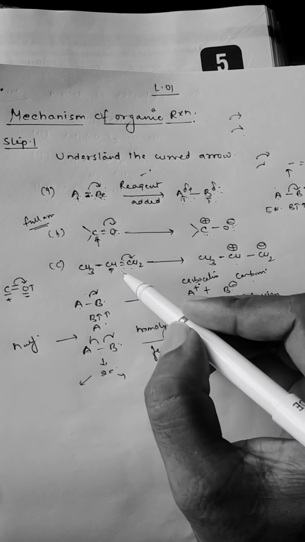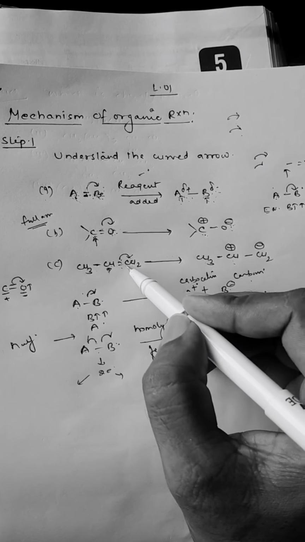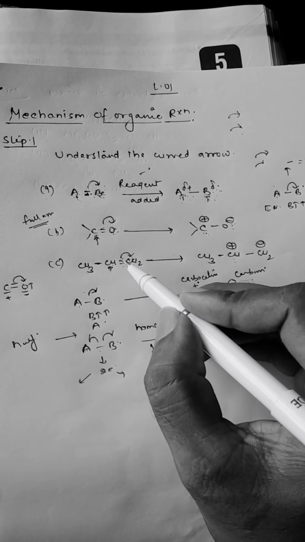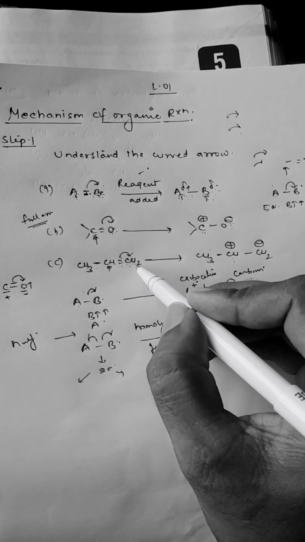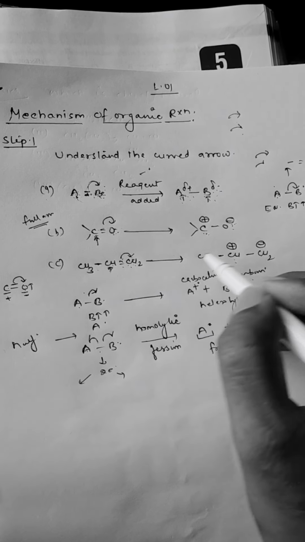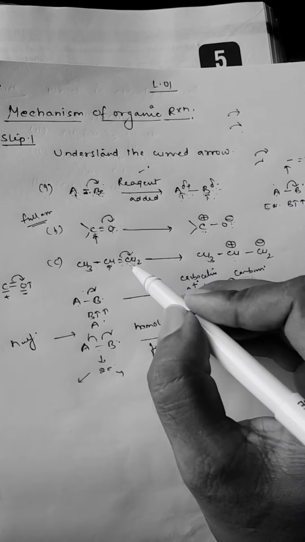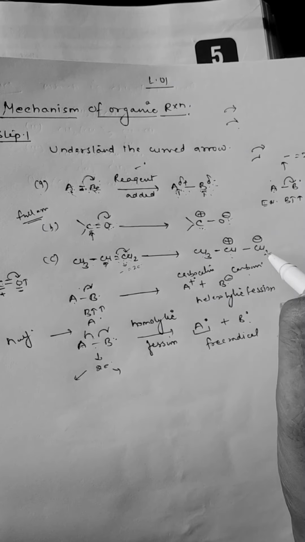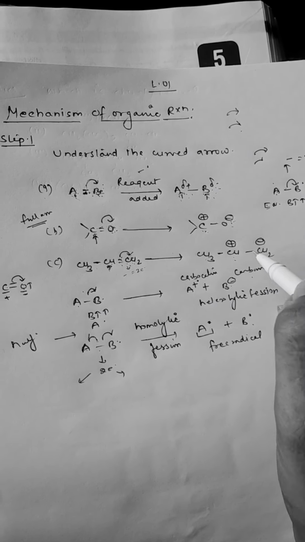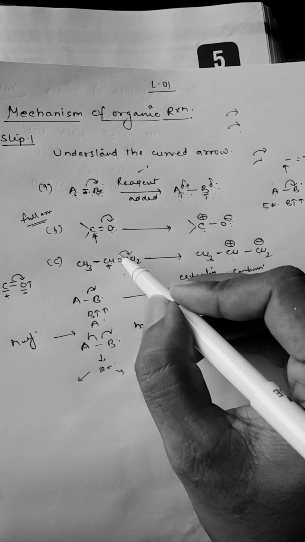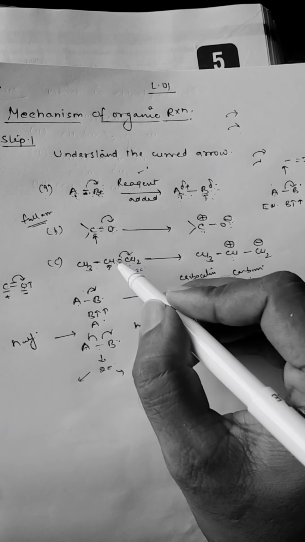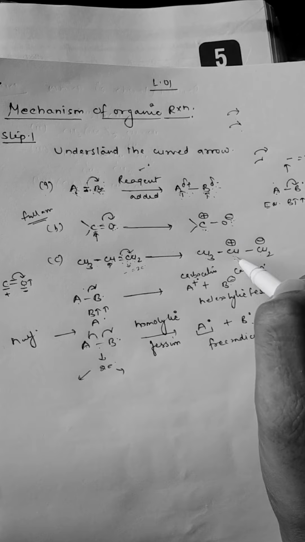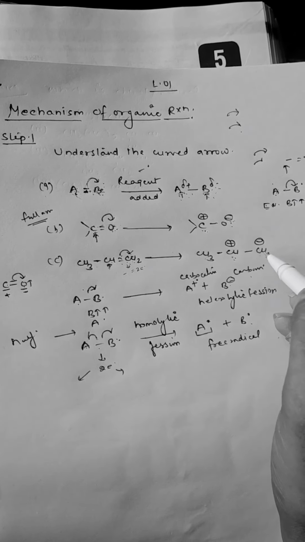The next example is CH3-CH=CH2. In this, the bond is converted to a minus charge. A single bond is made up of two electrons, so the whole electron density goes towards this carbon center, and from the other carbon the tail of the arrow shows that the electron density leaves that carbon center, so it is converted to a positive charge. So it acts as an electrophile here and as a nucleophile here.